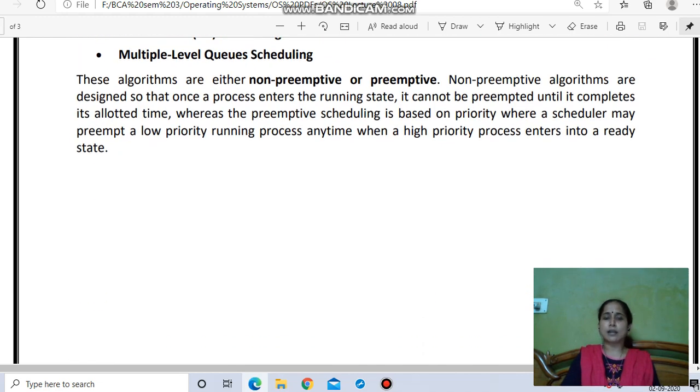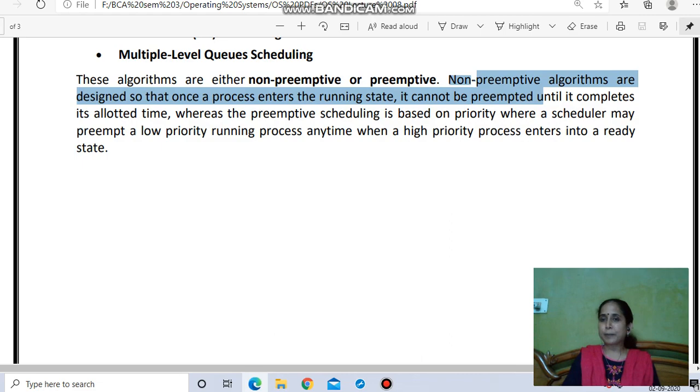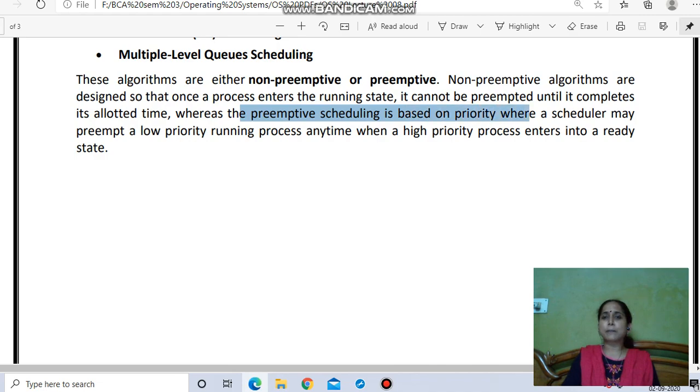These algorithms, as I said, they can be broadly classified as preemptive or non-preemptive. Non-preemptive algorithms are designed so that once process enters the running state, it cannot be preempted until it completes. इसका example है FCFS algorithm. और preemptive algorithm में क्या होता है, based on priority, where scheduler may preempt a low priority running process any time when a high priority process enters into a ready state. Preemptive algorithm के सबसे classic example हैं round robin algorithm या priority based algorithm.